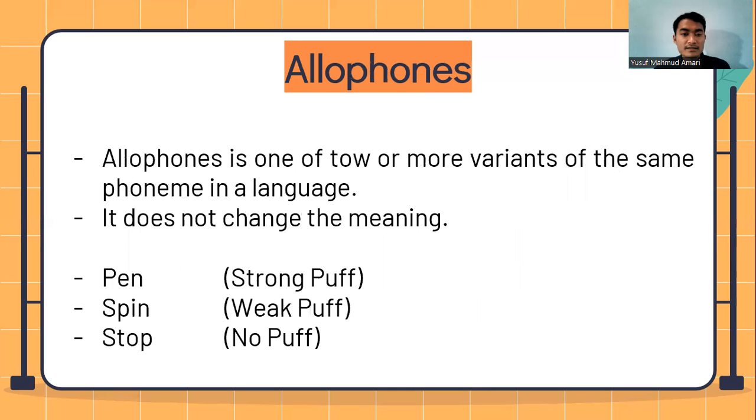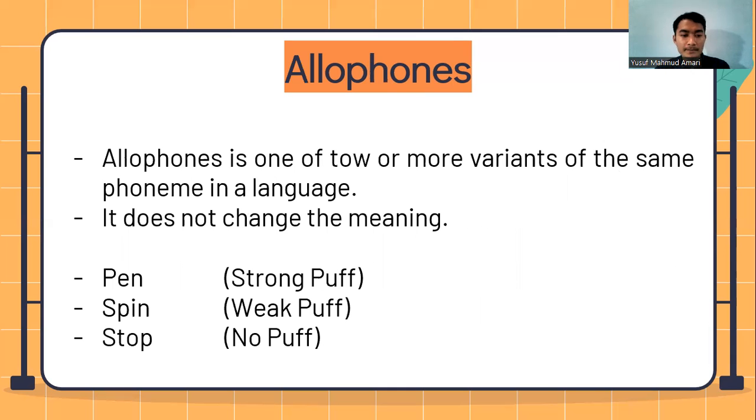Okay, let's move on. There is allophone. Allophone is one of two or more variants of the same phoneme in a language. It does not change the meaning, but it is a variant.